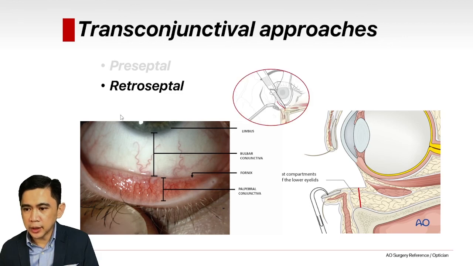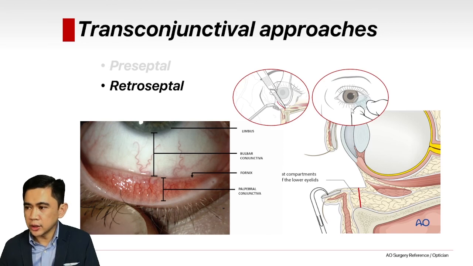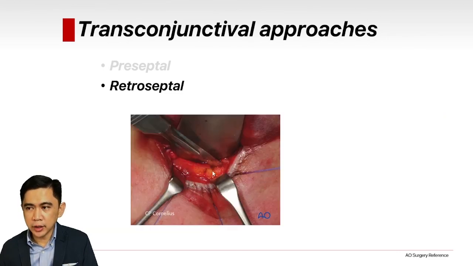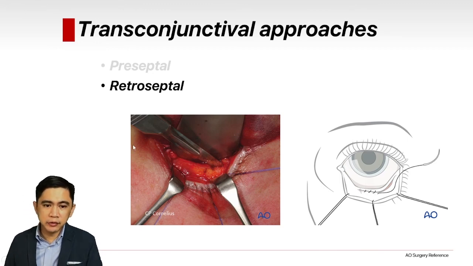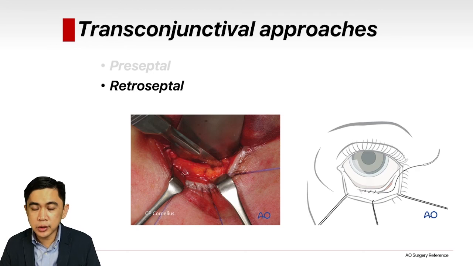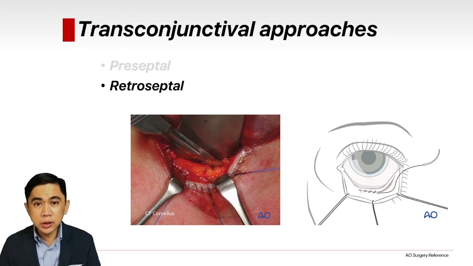Make sure you protect the cornea by using a spatula or even a corneal shield. You can use a blade or even a needle tip cautery. This is a picture of the retroseptal transconjunctival approach. For repair of the transconjunctival approach, you don't have to repair the periosteum. You just have to close the conjunctiva using fast absorbing 6-0 sutures in a running fashion. However, there are surgeons who don't suture the conjunctiva at all, and they have similar results.